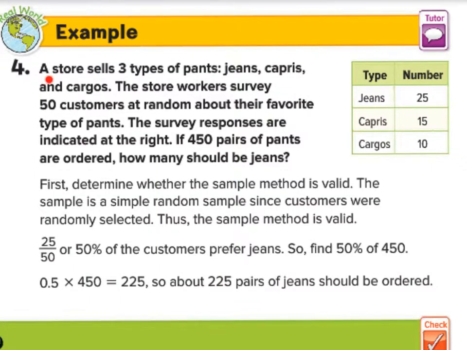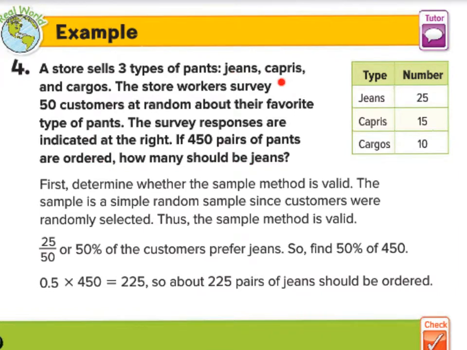Finally, example 4. A store sells 3 types of pants: jeans, capris, and cargos. Okay, so we have 3 types. 1, 2, 3. The store workers surveyed 50 customers at random about their favorite types of pants. The surveyed responses are indicated at the right. If 450 pairs of pants are ordered, how many should be jeans?